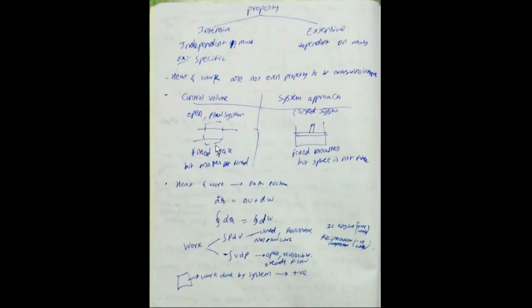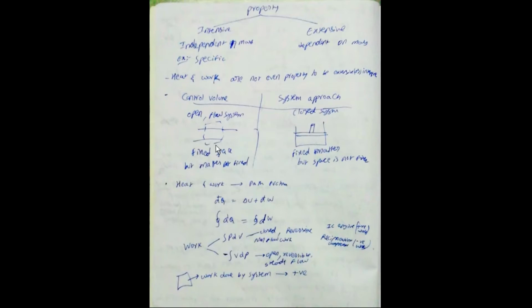Control volume approach and system approach. An open flow system is a control volume: the space is fixed, but the matter is not fixed. In a closed system, the matter is fixed, but the space is not fixed.